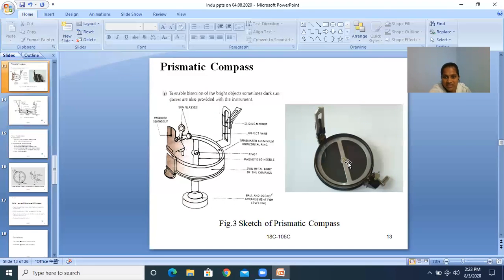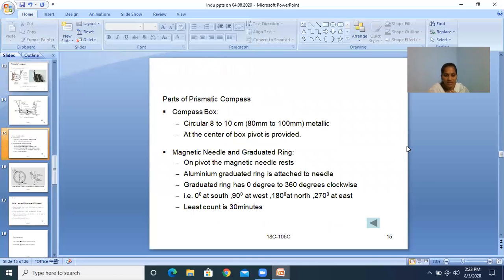So this is the box, this is the pivot at the center of the box, and this silver colored one is the magnetic needle. The circular box holds the needle in position and it can float freely in the box. So that is the function of the circular box. Then the second one is the magnetic needle and graduated ring. First we will see the magnetic needle, then we will go to the graduated ring. On a pivot, the magnetic needle rests.